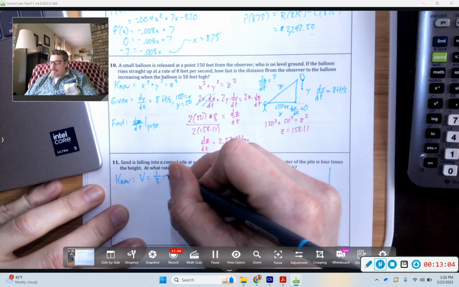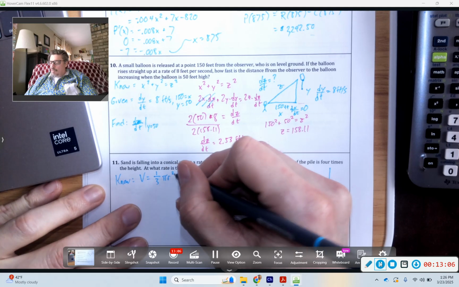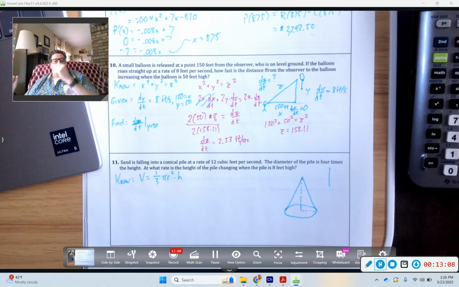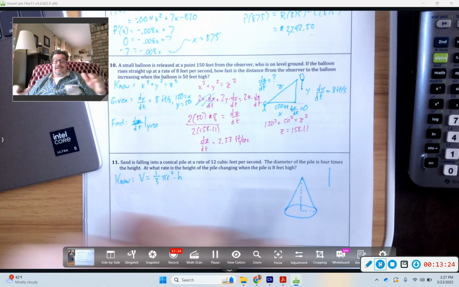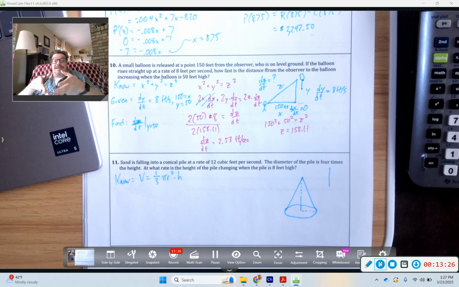1/3 pi r squared times the height. Okay, and we can take that derivative, and what you'll find is that the r is there, and we do not have a radius changing here. The best thing to do is, because the radius is changing, but that information is not provided, so we've got too many variables.